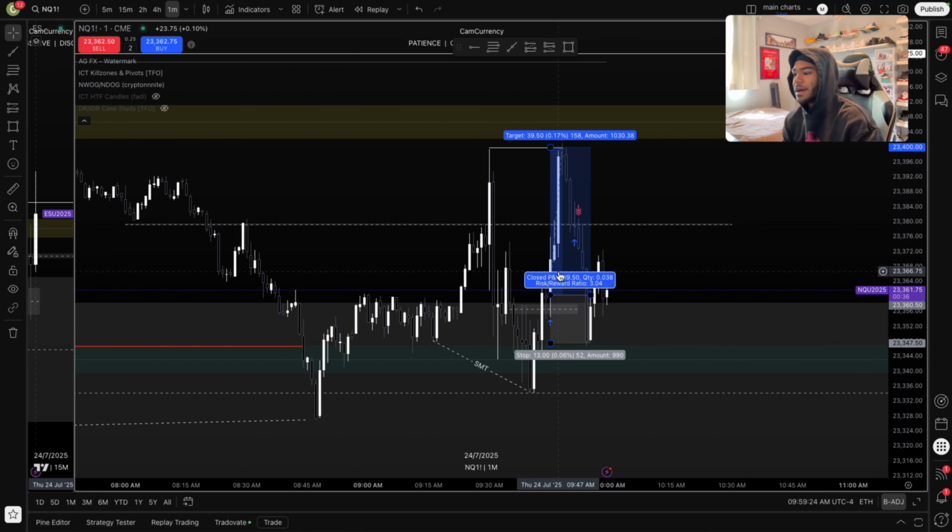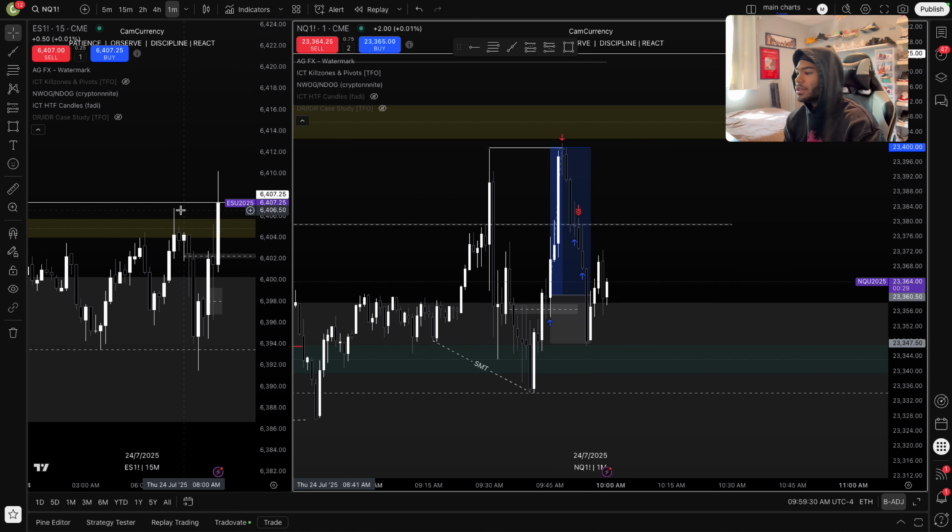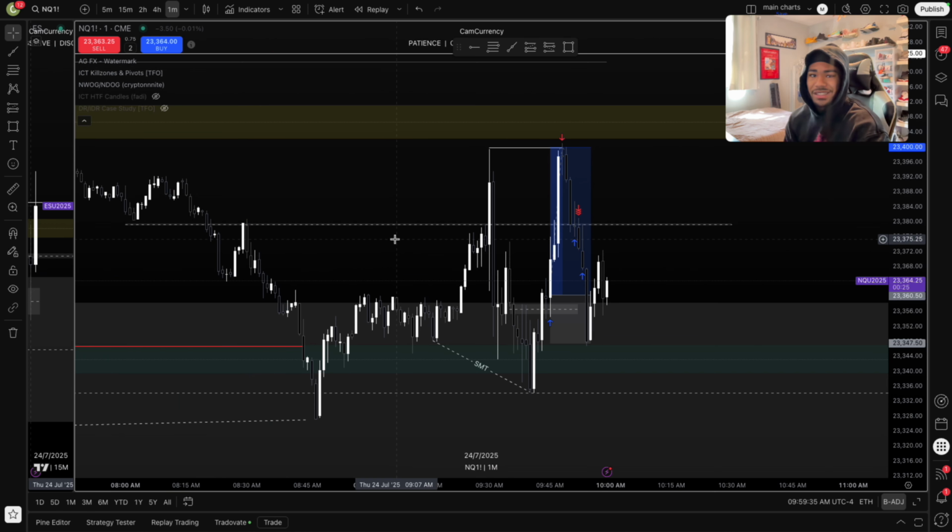I moved my stop to break even once we tapped this volume imbalance because we put in an SMT with ES. ES had already taken this high, NQ didn't, and we were in a volume imbalance. So I moved my stop to break even. I didn't even want to run the risk of getting stopped out on this trade just because of how volatile the market was. I didn't want to put a lot of risk on the table, especially when I'm very close to passing this account. I'm just trying to pass it and get it over with.